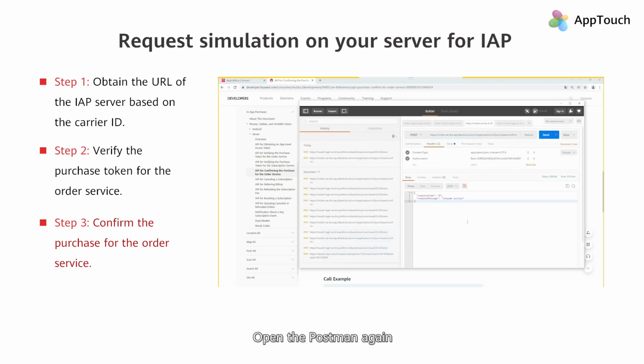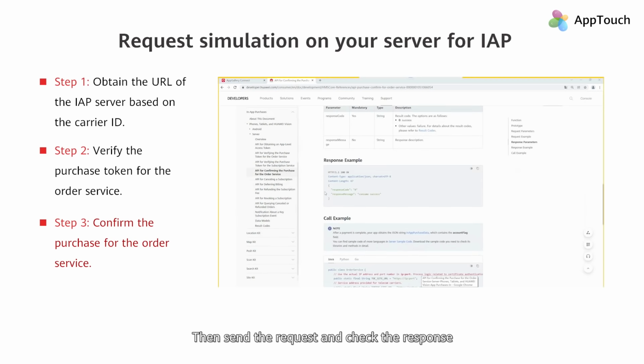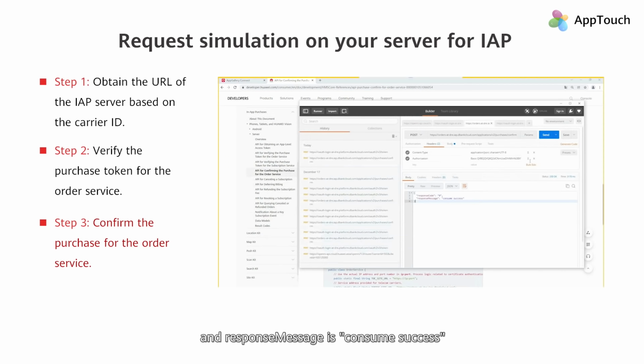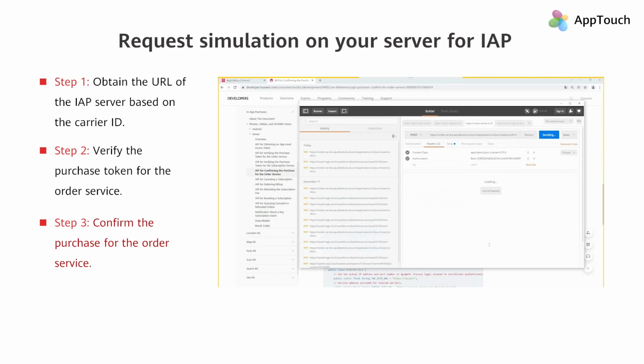Open Postman again. Configure the request header and request body. Change the API URL. In this case, set root URL to the URL of the order service. Then send the request and check the response. The response code is 0 and response message is consumed success. This means that the API is called successfully and the product is consumed.